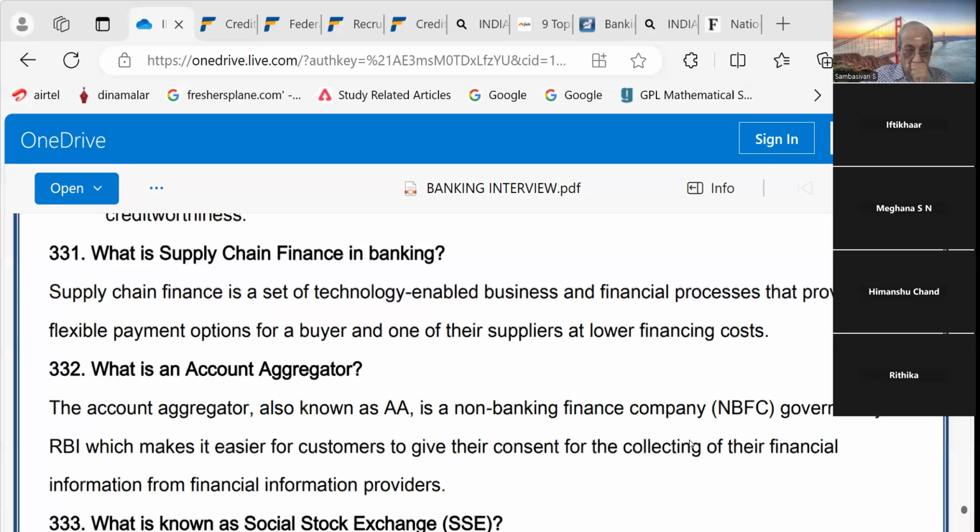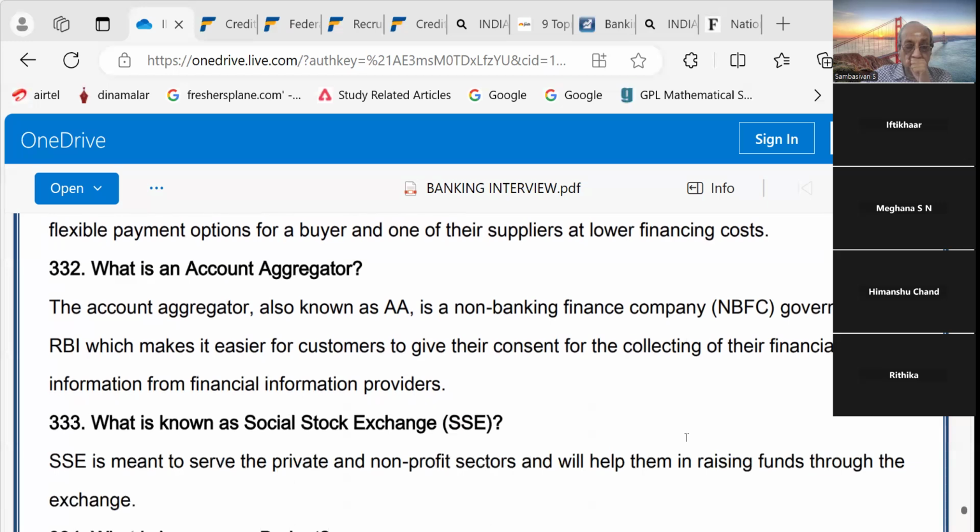What is supply chain finance in banking? Supply chain finance is a set of technology-enabled business and financial processes that provides flexible payment options for a buyer and one of their suppliers at low financing costs. What is an account aggregator? The account aggregator, also known as AA, is a non-banking finance company (NBFC) governed by the RBI, which makes it easier for customers to give their consent for the collecting of their financial information from financial information providers.